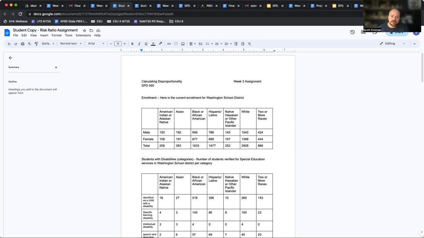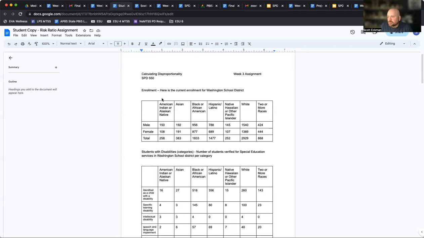This is thinking about it in terms of calculating disproportionality. And as you started to learn this week, we really are thinking about disproportionality as: do students from certain racial and ethnicity groups more likely to, in this particular case, be verified for a disability or specifically for emotional disturbance? And I think sometimes we struggle and we don't really see the problem until we see some data in front of us.